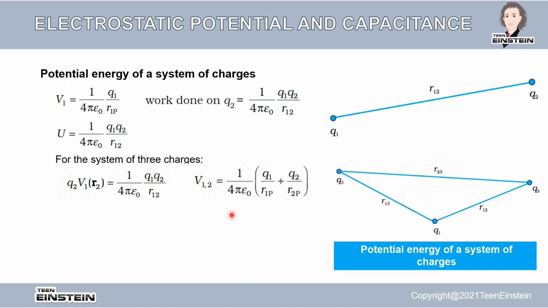So how do we get this V value? By the superposition principle. See, first we have charge q1, and we are bringing another charge q2, and the work done in assembling these two charges is given by this value. Now we are bringing another charge q3 here, and this q3 will experience a potential created due to both these charges. So that potential is given by V12. So the potential created due to both these charges is given by 1 by 4 pi epsilon naught into Q1 by R1P plus Q2 by R2P.